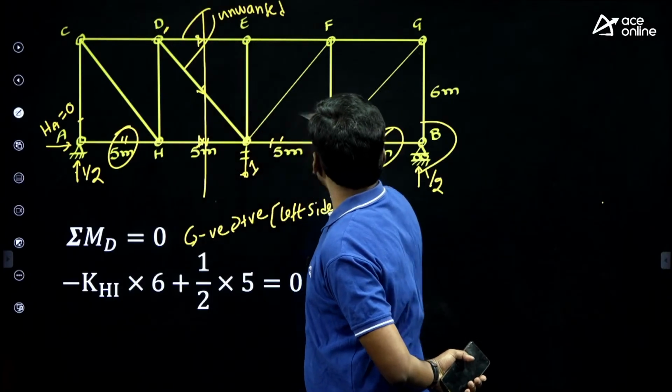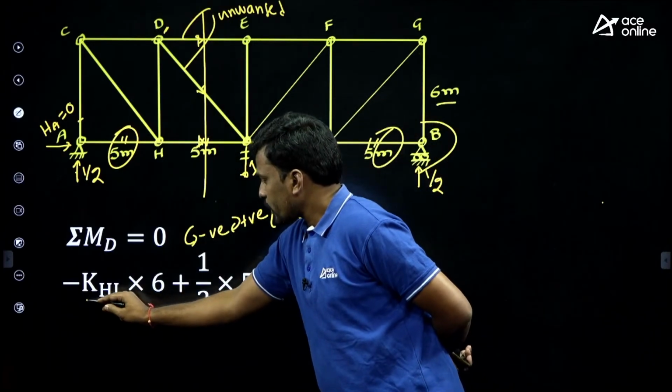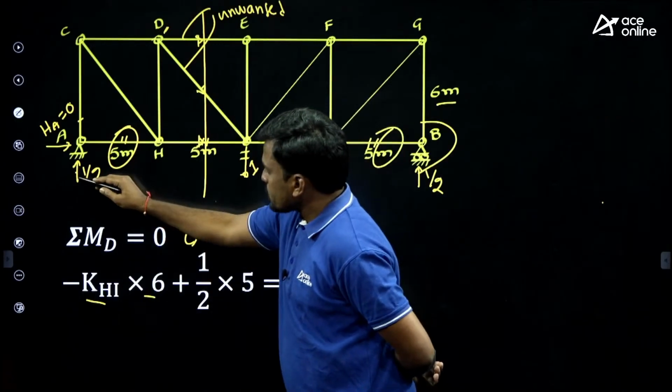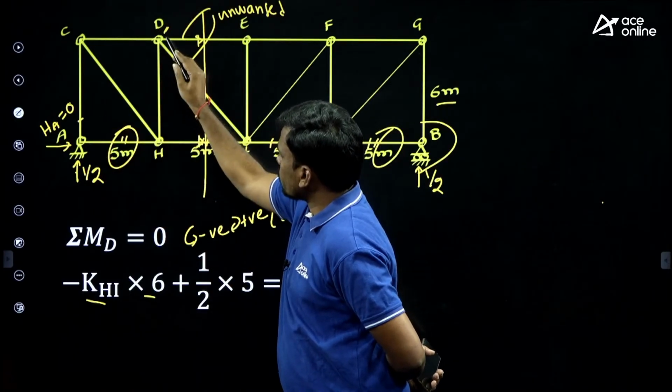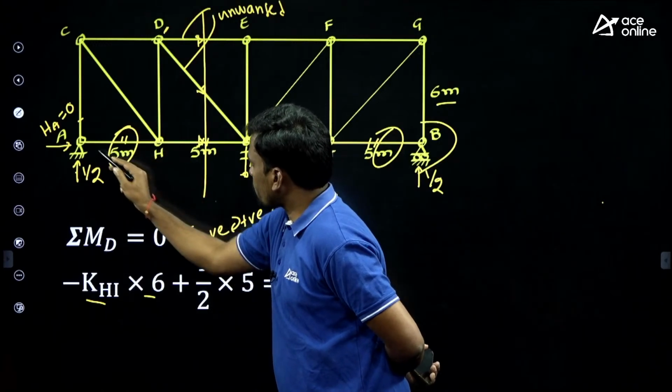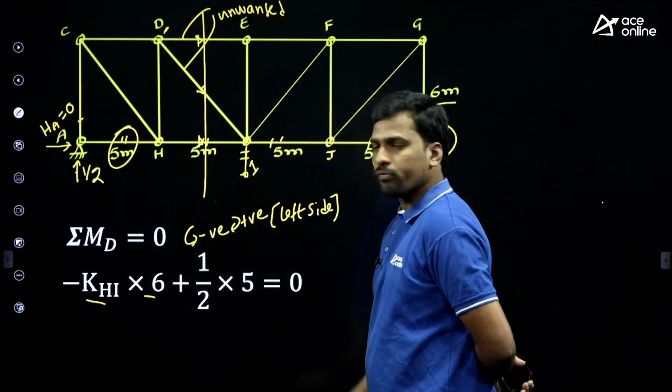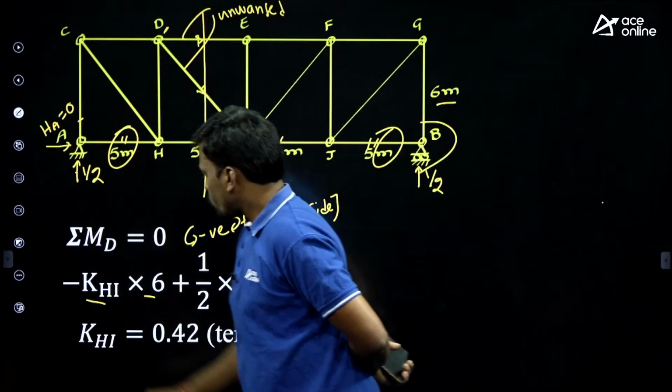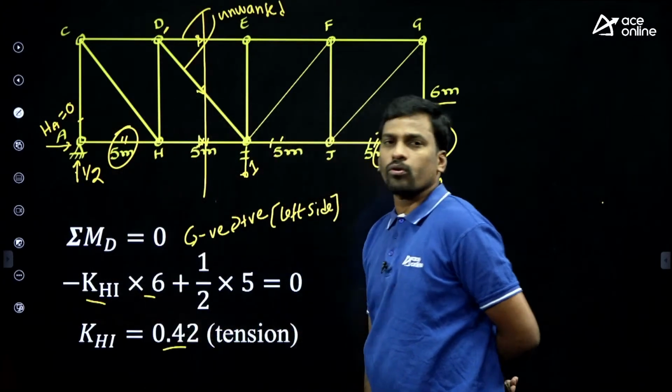Anti-clockwise. What is the perpendicular distance? 6. Now here KHI into 6. And this reaction is clockwise, right? So 1 by 2 into what perpendicular distance? 5. So 1 by 2 into 5. Then from this you will get the force in this member, that is 0.42.